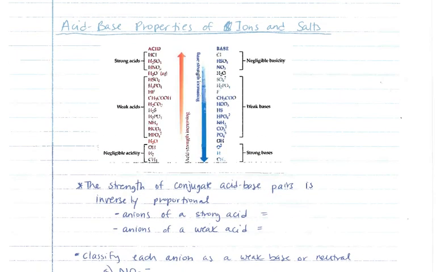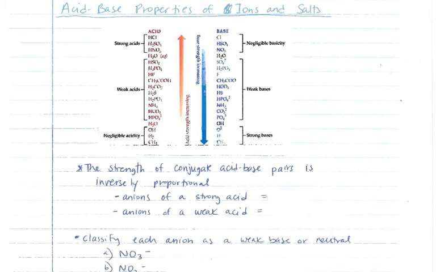All right, so the next topic, the last topic in this chapter really, is the acid-base properties of ions and salts. And I'm sorry, the resolution of this little table is not great. I hope it's better on your end. But essentially, we're looking at a list of acids and bases based on their strength. So at the top here, we have strong acids, and across from them, we have the conjugate bases of each of these acids. So the conjugate base of HCl is chloride ion.